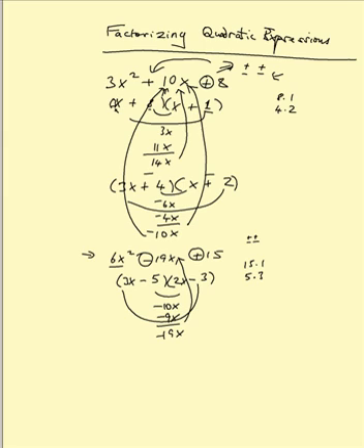In this case I was just lucky, I picked the right numbers in the first go. I might have tried 15 and 1, or I might have tried 3 and 5 in reverse order and got the wrong answer. So I was just lucky in this case. So it's always going to be a case of trial and error.